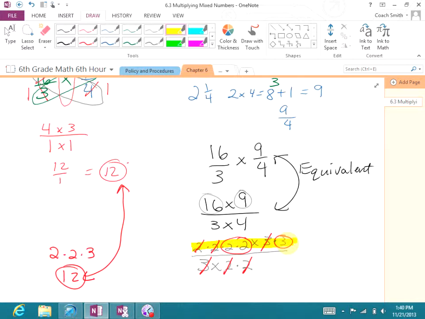Nick? How did you get 12? 2 times 2 is 4 times 3 is 12. Oh. Right here. Okay. And right there. A whole number?